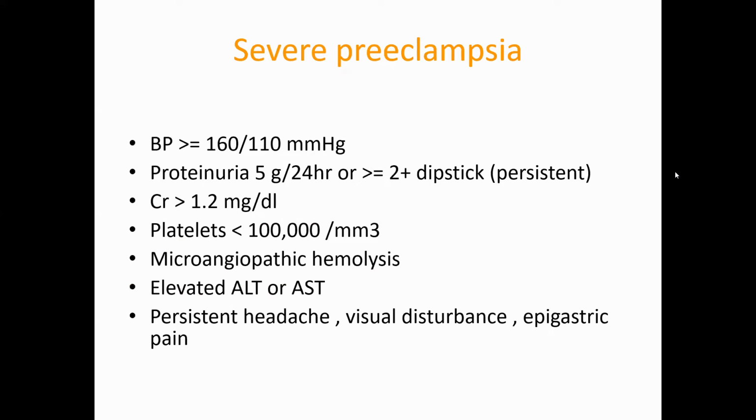Mild is 140/90 millimeter of mercury with 1 plus proteinuria, whereas in case of severe preeclampsia, blood pressure is systolic 160 and diastolic is 110 or more, and proteinuria is 5 gram per 24 hours or more. There may be deranged creatinine, there may be low platelet count, there will be evidence of microangiopathic hemolysis, there will be elevated liver enzymes, and the patient will be symptomatic. The 3 symptoms of hypertension in pregnancy are headache, blurring of vision, and epigastric pain.